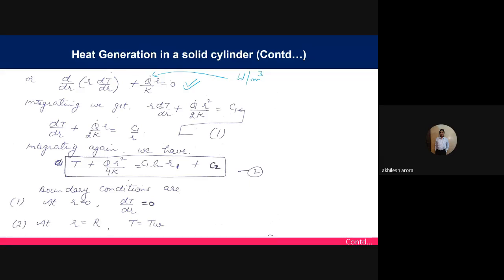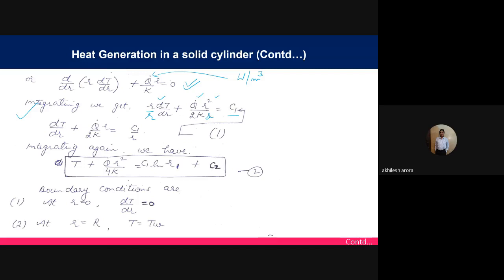So the unit is watt per meter cube. So we can integrate this equation. Here we will get r dT/dr = q dot r square by 2k + c1. This is what we get. Then we can divide the whole equation by r here.